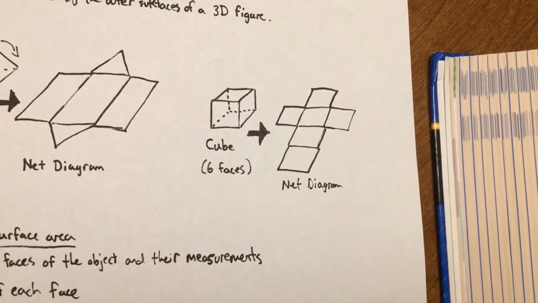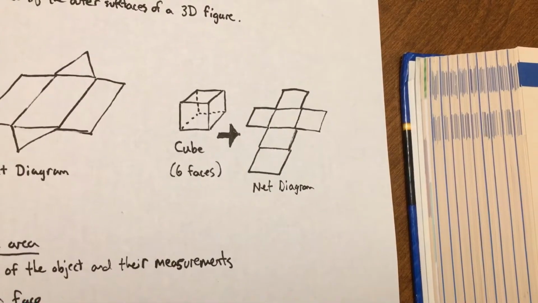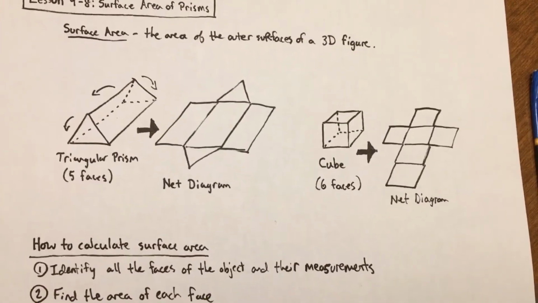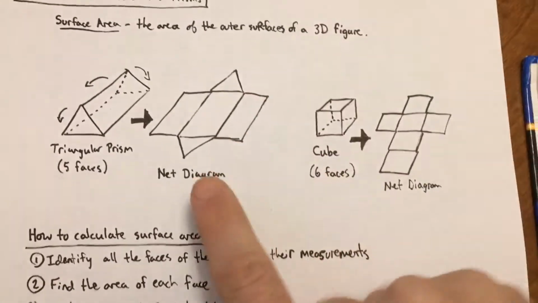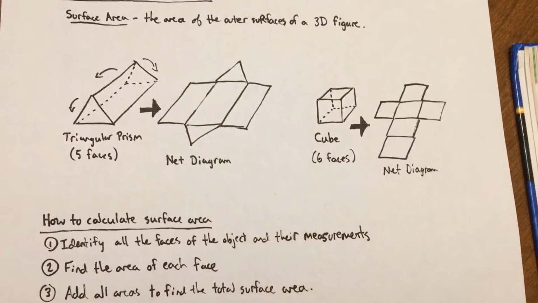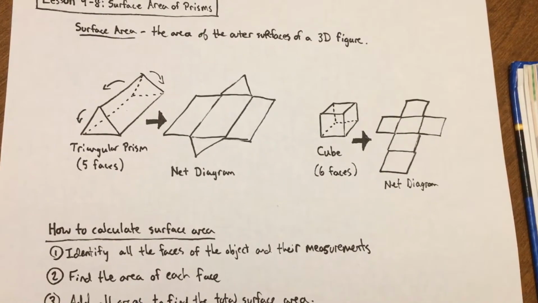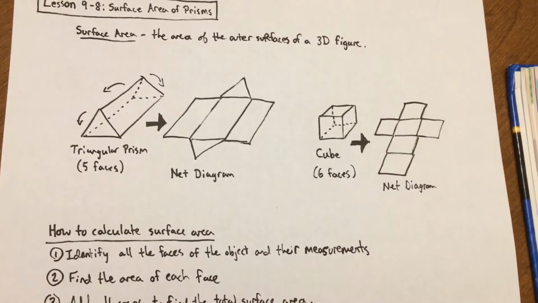If we were to take all 6 faces and then flatten it out, then we would end up with the following type of diagram. So we call these two-dimensional views right here of the triangular prism and the cube, we would call these nets. So a net is just a two-dimensional representation of the surface area of any type of 3D figure.